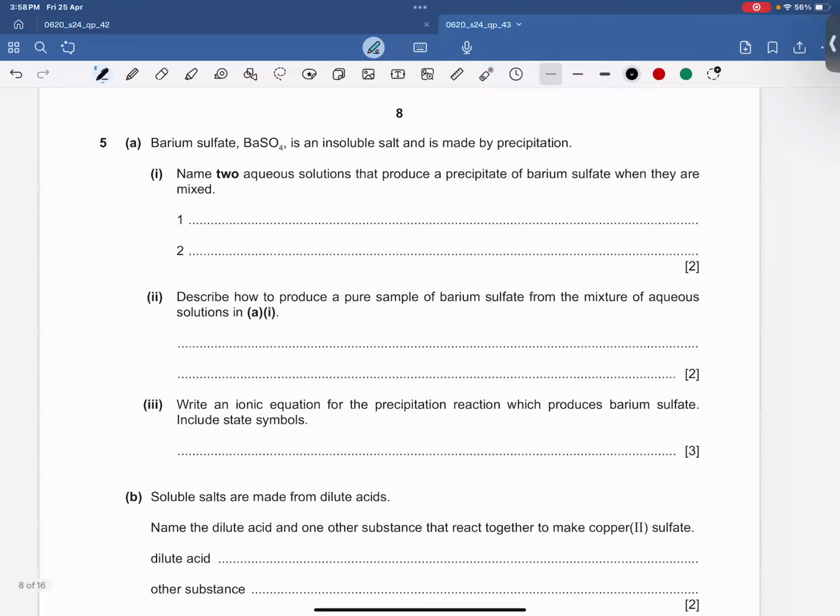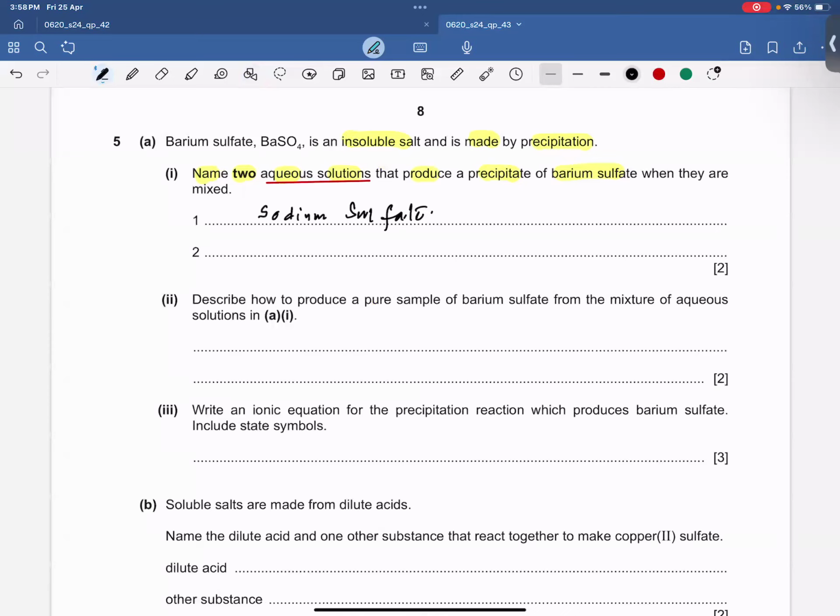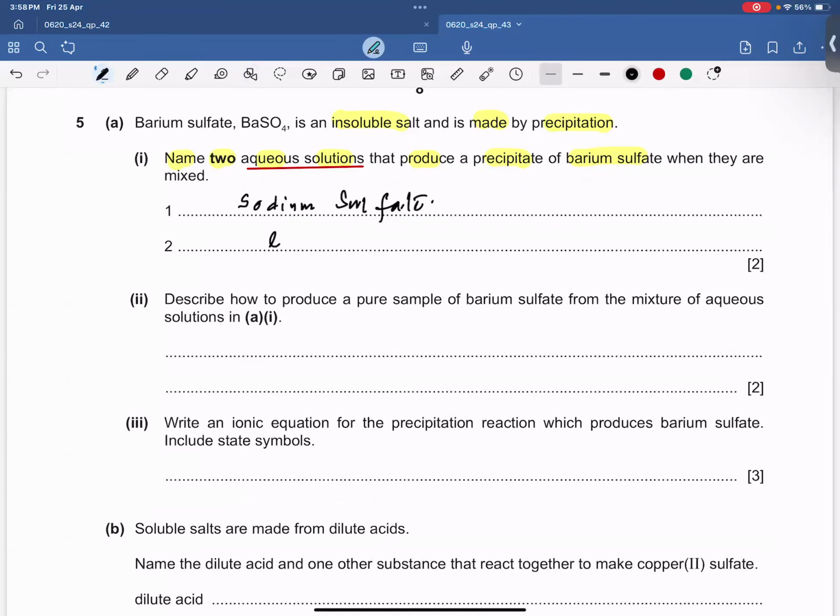Barium sulfate is an insoluble salt and is made by precipitation. Name 2 aqueous solutions that produce a precipitate of barium sulfate. So the examiner is looking for 2 soluble salts. The first one is sodium sulfate or potassium sulfate. And the second one is lead nitrate.